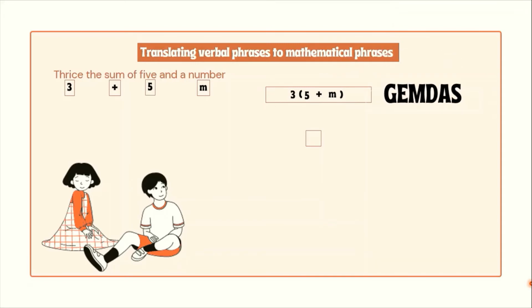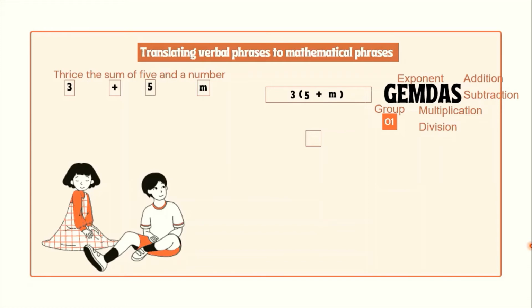GEMDAS is an acronym. G stands for group, E for exponent, M and D for multiplication and division, and A and S stand for addition and subtraction. GEMDAS ay yung rule na nagsasabi sa atin kung anong operation ang ating dapat unahin. In this case, group muna.